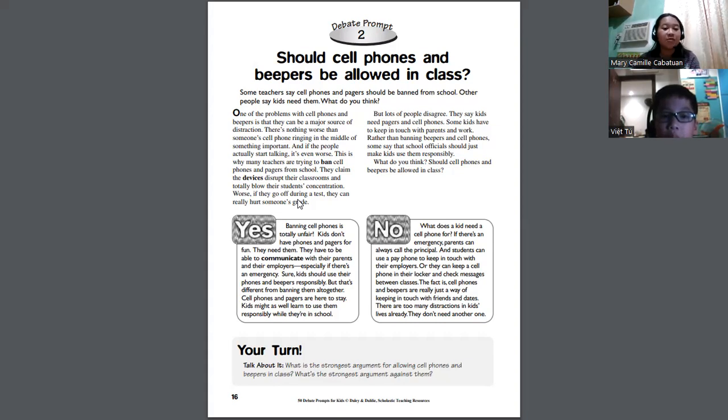So here, let's read the agreed side that cell phones are allowed to use in class. Banning cell phones is totally unfair. Kids don't have phones and pagers for fun. They need them. They have to be able to communicate with their parents and their employers, especially if there's an emergency. Sure, kids should use their phones and beepers responsibly, but that's different from banning them altogether. Cell phones and pagers are here to stay. Kids might as well learn to use them responsibly while they're in school.